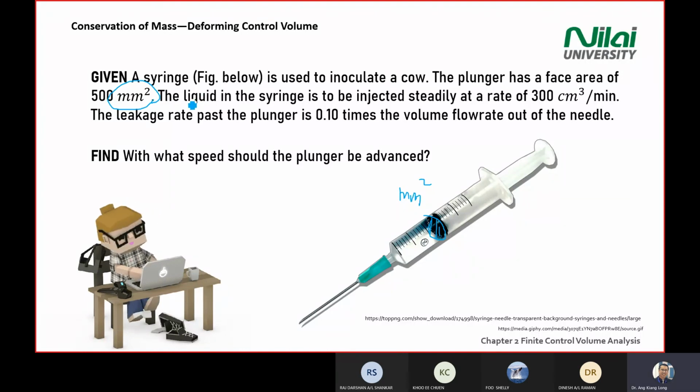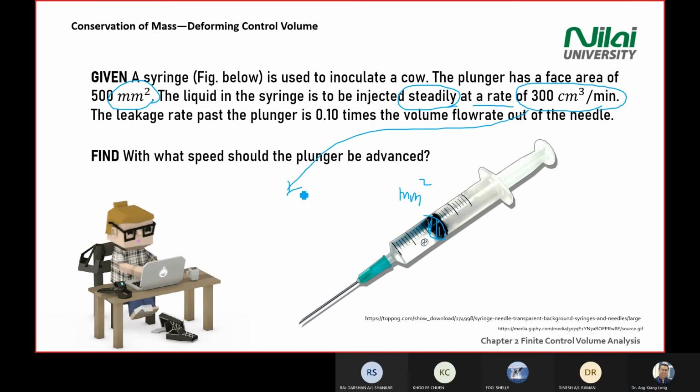All right. And the liquid in the syringe is to be injected steadily at the rate of this one. So by looking at the unit itself, you have a cm cube over minute. Cm cube over minute. So what is this thing called? You have a cm cube over minute.